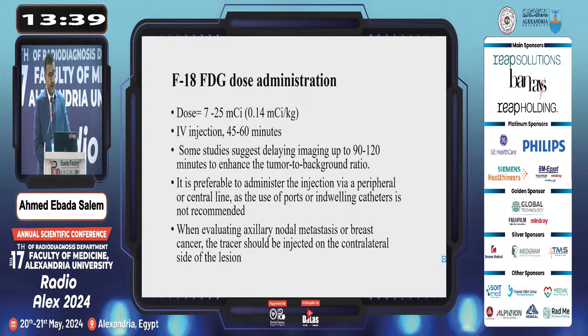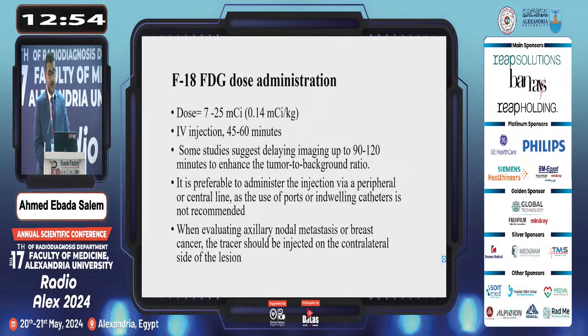So FDG dose administration, we usually give 7 to 25 millicuries, roughly 0.14 millicuries per kilogram. It's injected intravenously. We usually image the patient 45 to 60 minutes after the injection. Some studies have suggested waiting up to 120 minutes to enhance the tumor-to-background ratio, and this comes from the fact that tumor cells have more hexokinase, so they can trap more FDG within the cells. It is preferable to administer the tracer within a peripheral line and avoid any port or indwelling catheter because tracer can sit within the catheter or the port and it can cause artifacts.